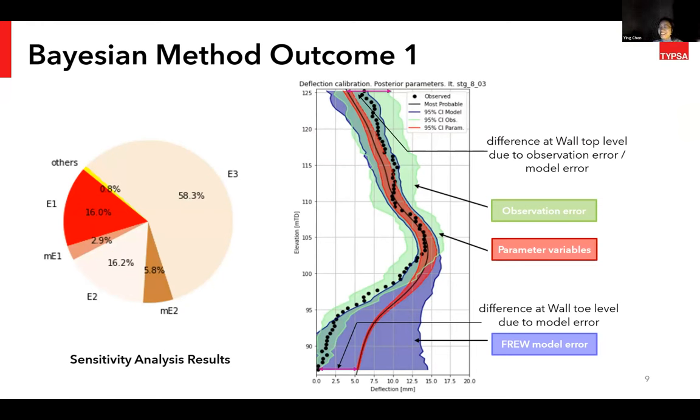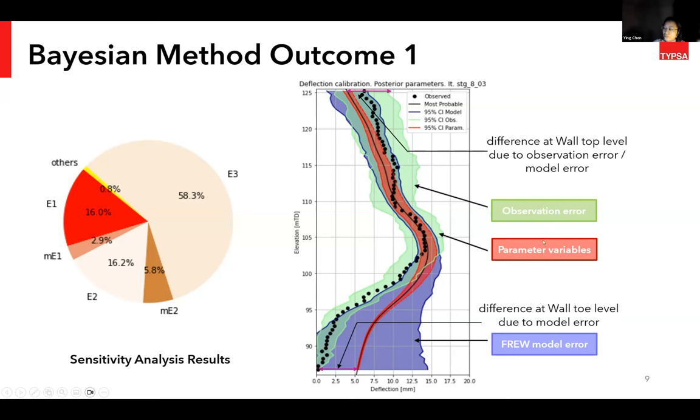Sorry. Okay, yeah, so I will just use a few simple graphs to show you what fantastic function this machine learning real-time back analysis tool can provide. On the screen is this Bayesian method, single-stage back analysis. First of all, it shows the sensitivity analysis outcome. It basically tells you which of all the variables we treated actually make a significant contribution in this back analysis.